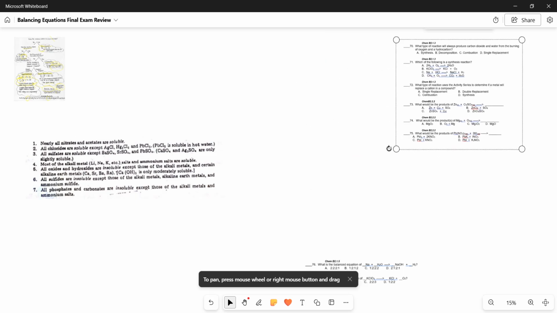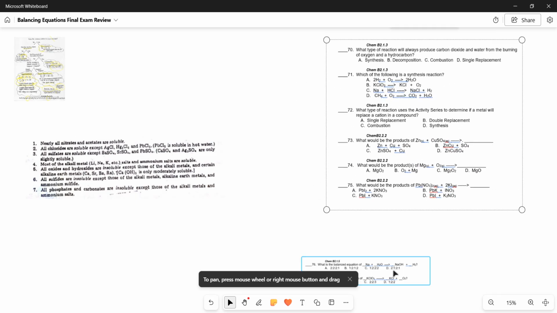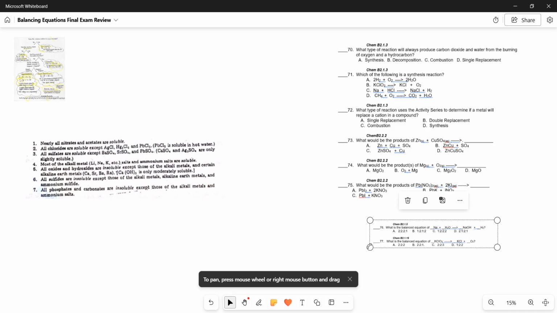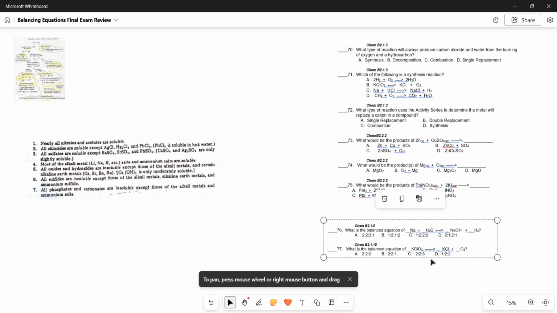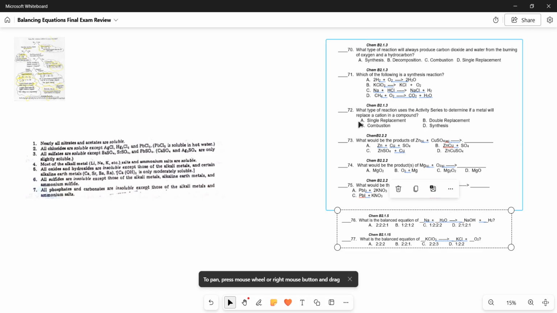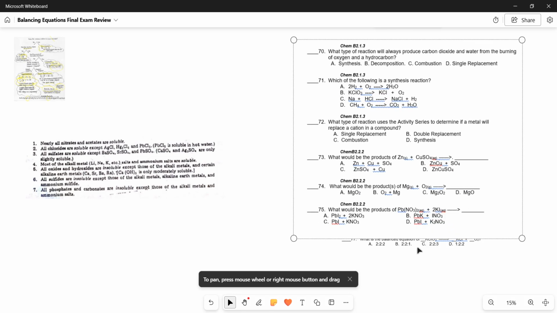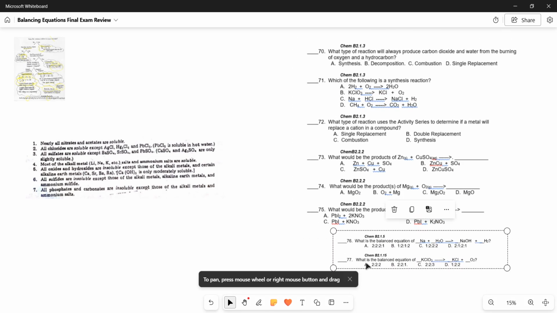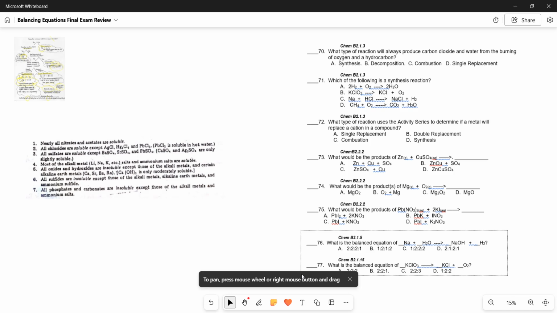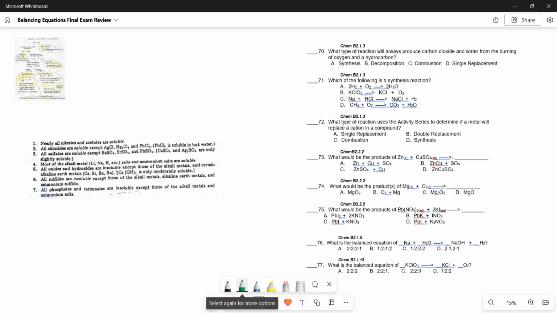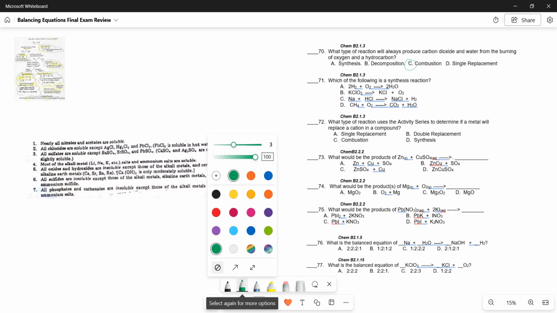So let's look at the questions that I had on my final exam. So starting with the first question, question 70, it asks, what type of reaction will always produce carbon dioxide and water from burning of oxygen and a hydrocarbon? So we just went over the reactions, and we talked about the different reaction types, and that is going to be your combustion reaction. And I need to make this just a little bit bolder.